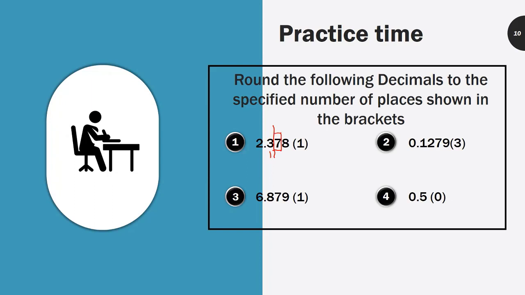My critical digit is the digit that's to the right of the line, and it's a 7. Now a 7 is between 5 and 9, which means that the number to the left of this one needs to go up by 1. So my answer here would be 2.4.